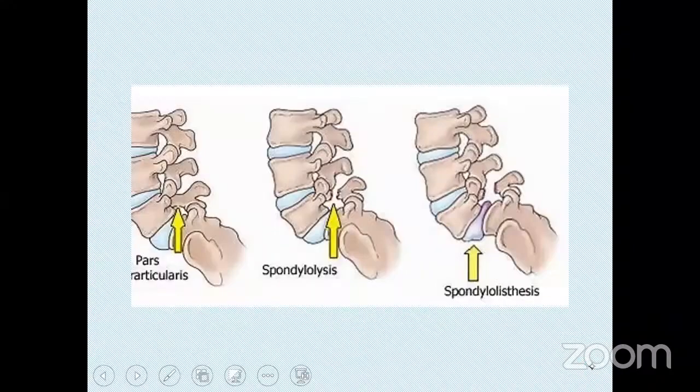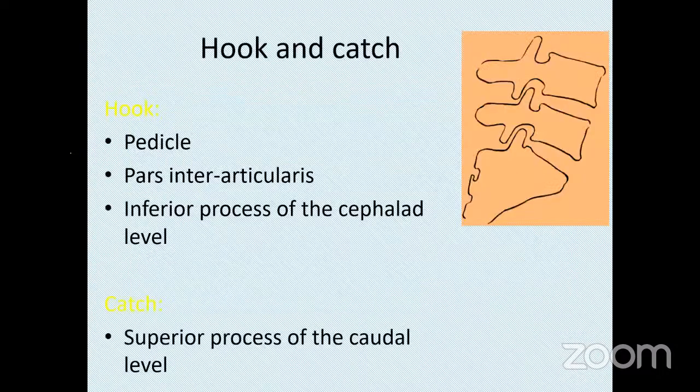As you can see in the very first picture on the left side, the area where the yellow mark is, this is the area of the pars. The pars is the area which connects the lower facet to the upper facets through the lamina. If you get a break in this, it is called a spondylolysis. The moment, because of the break, there is a slip anteriorly, it's called a spondylolisthesis.